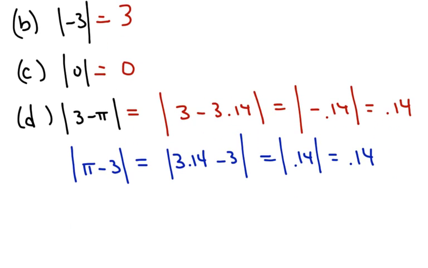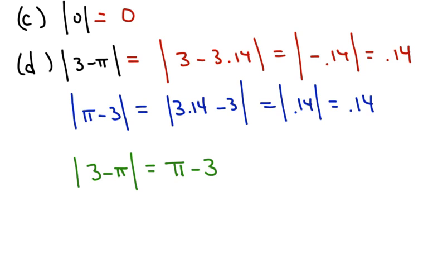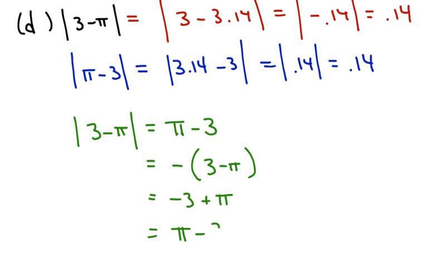So it turns out that the absolute value of 3 minus pi is actually pi minus 3. That's kind of interesting. Another way of looking at the problem is to say that the absolute value of 3 minus pi is going to be the opposite of 3 minus pi, because 3 minus pi gives you a negative. That's negative 3 plus pi, which is actually the same thing as pi minus 3.